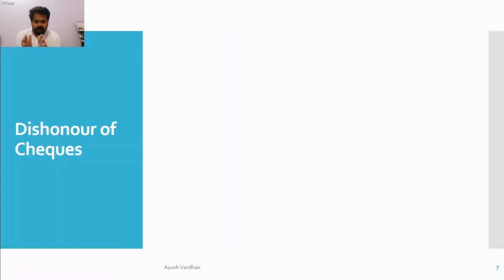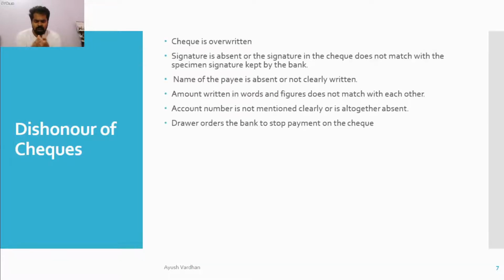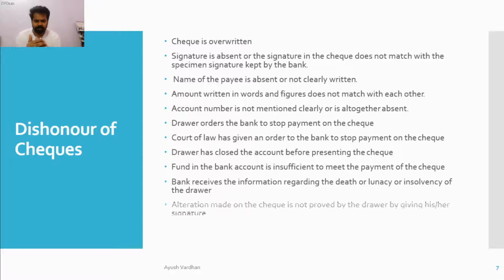Now we will see in detail the dishonor of a check. The dishonor of a check is also a type of reason why differences are created. So what is dishonor of a check? In simple language, it is when a check bounces, the check bouncing.